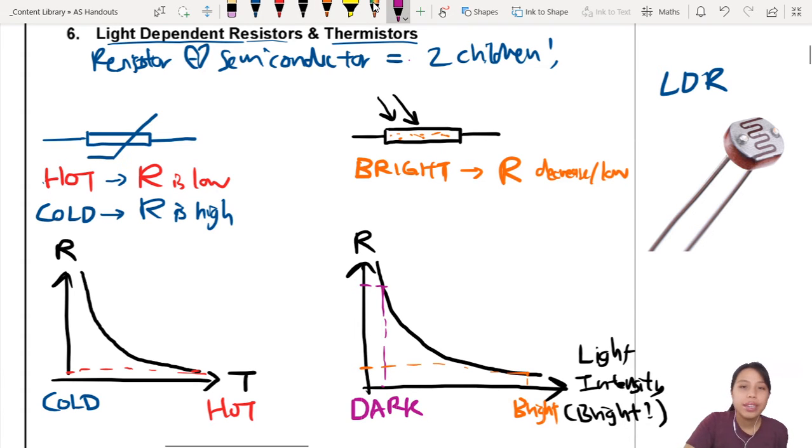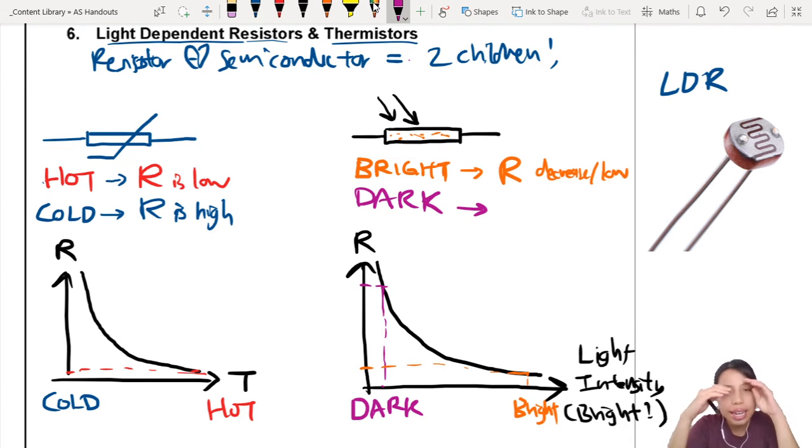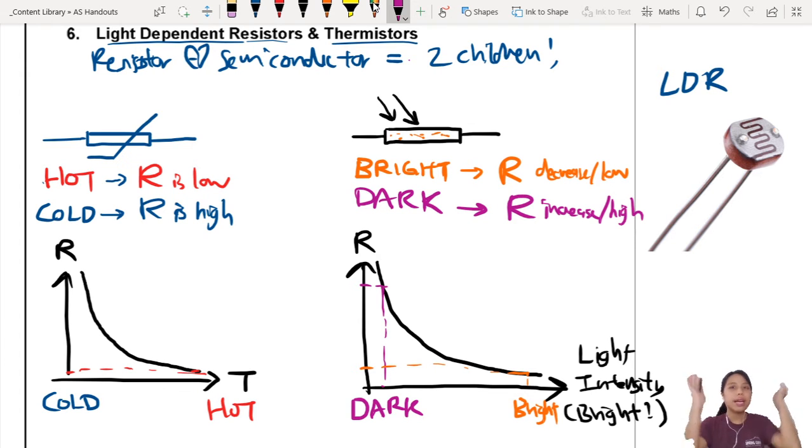So when it is dark, you can guess the opposite happens. There are very few free electrons inside the LDR to conduct electricity. So here you can say the resistance is very high. It increases as it gets darker. So it's very useful: if it's bright, suddenly a lot of current can flow through because resistance is very low. That's how we use it as a sensor.